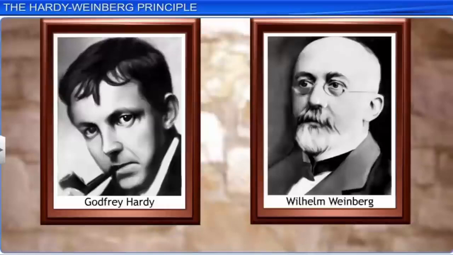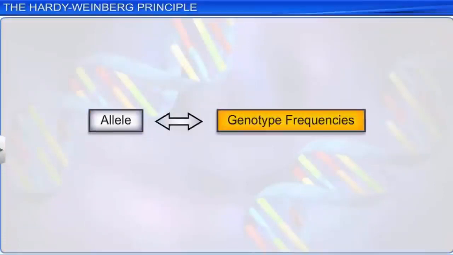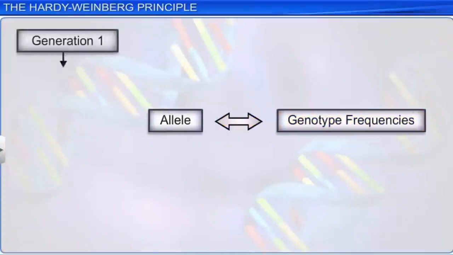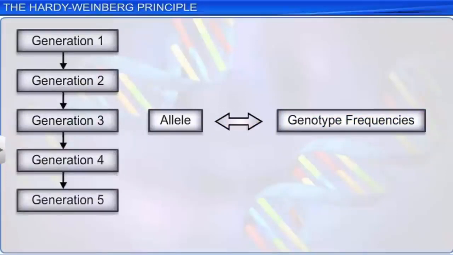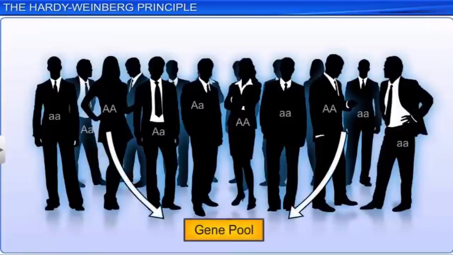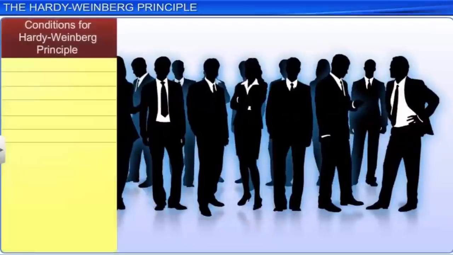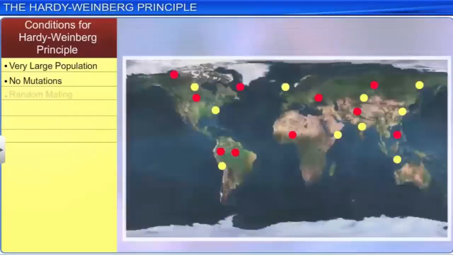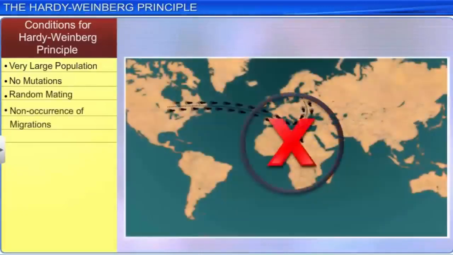Using mathematical modeling based on probability, they stated that allele and genotype frequencies in a population remain in genetic equilibrium from generation to generation unless specific disturbing influences are introduced. In other words, the totality of alleles of all genes in a population is called the gene pool, which remains constant for a given population. The conditions assumed for the Hardy-Weinberg principle are a very large population, no mutations, random mating, and non-occurrence of migration.